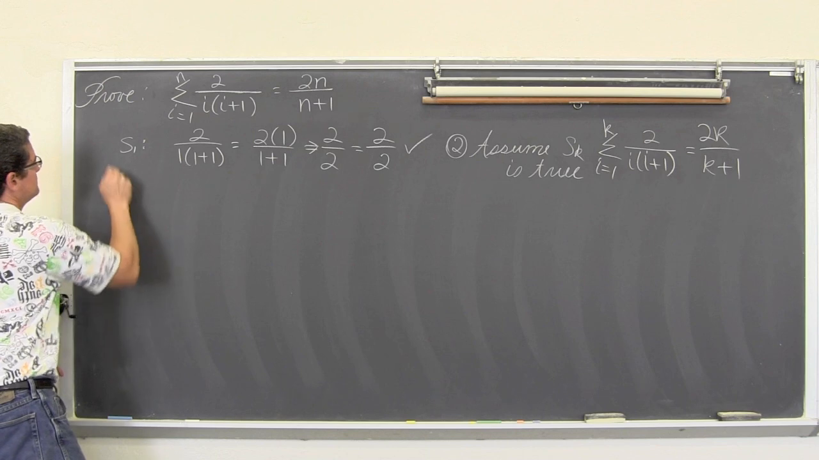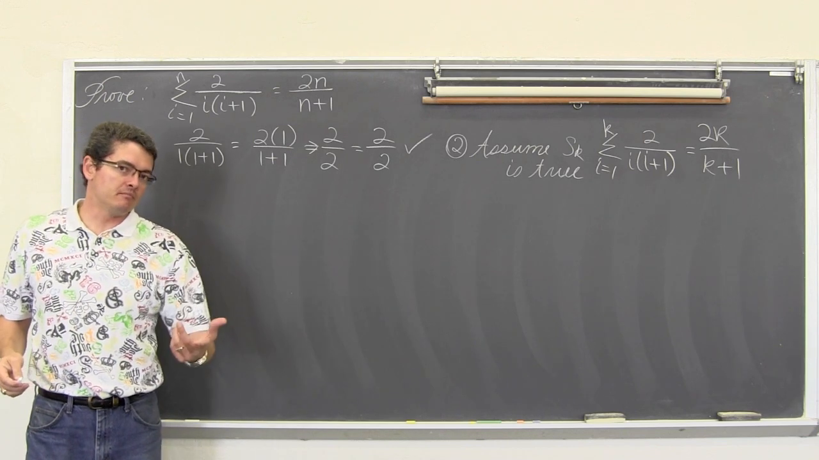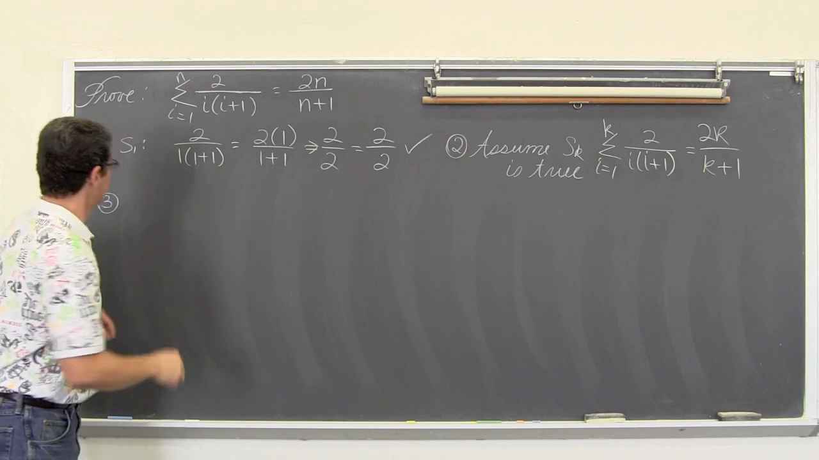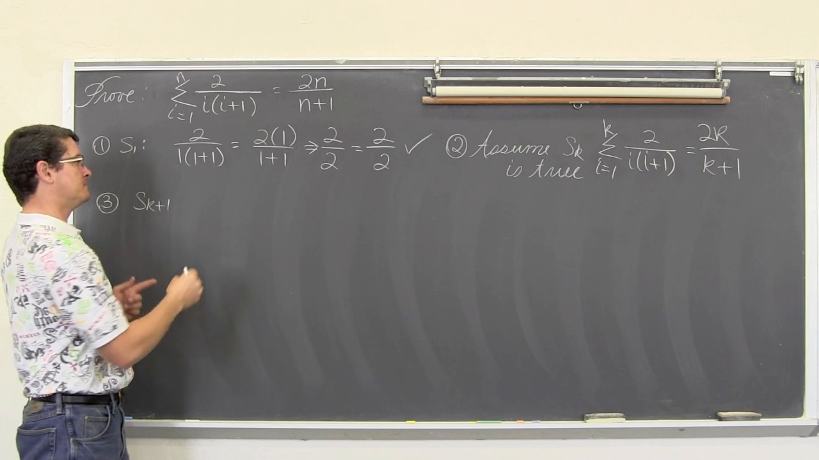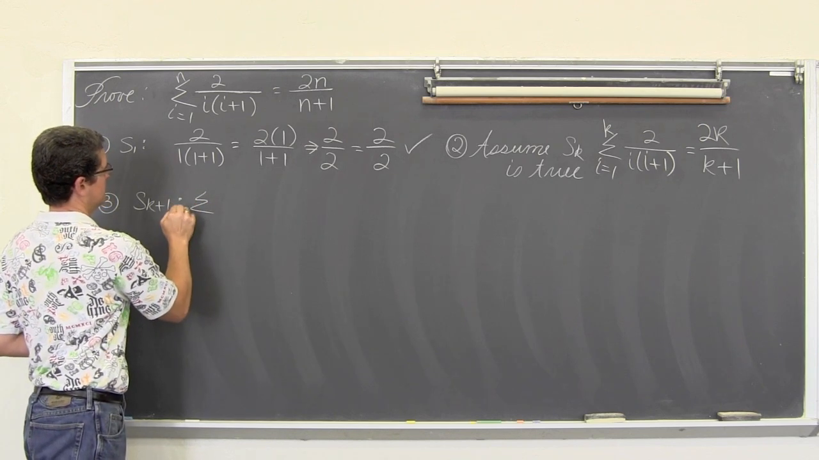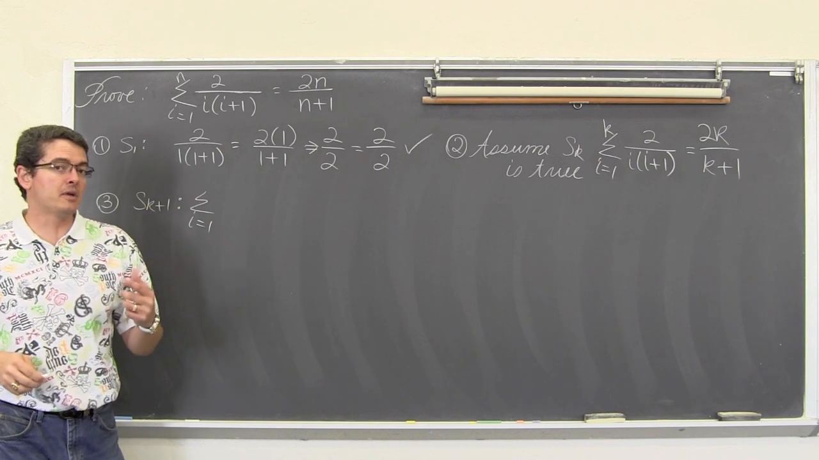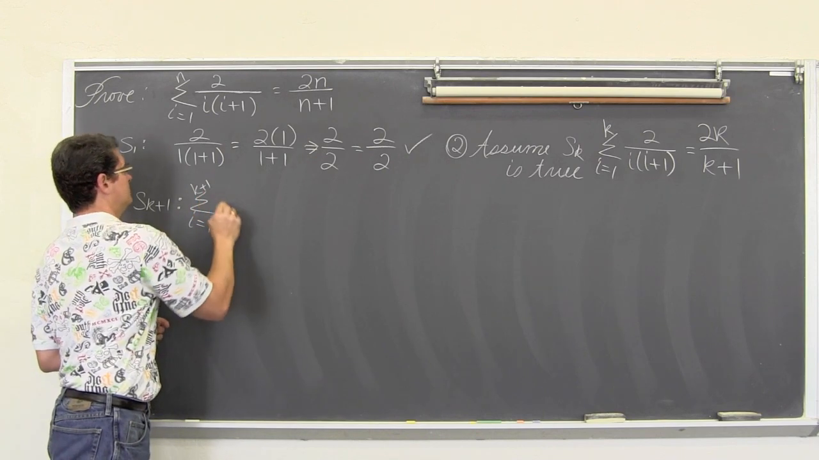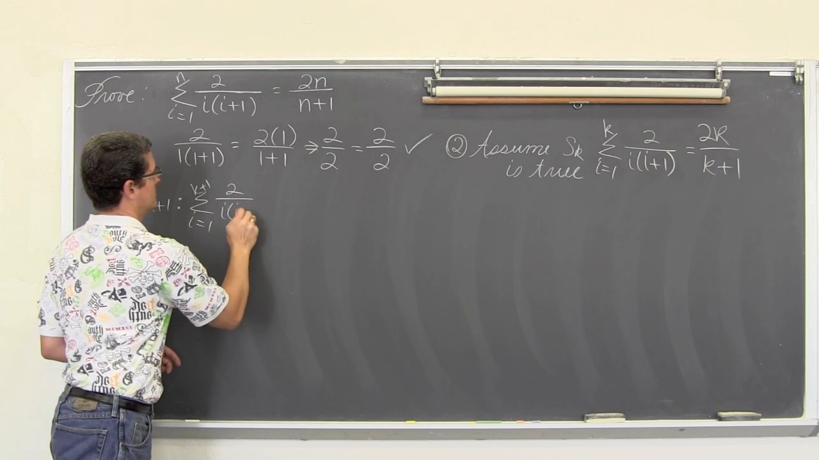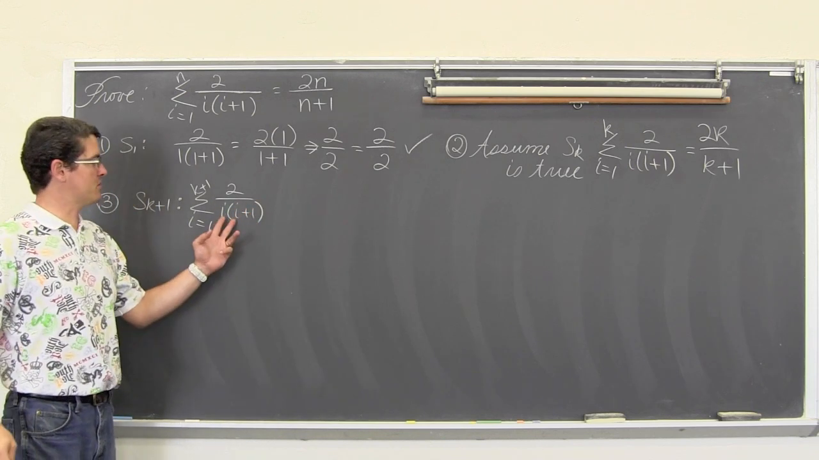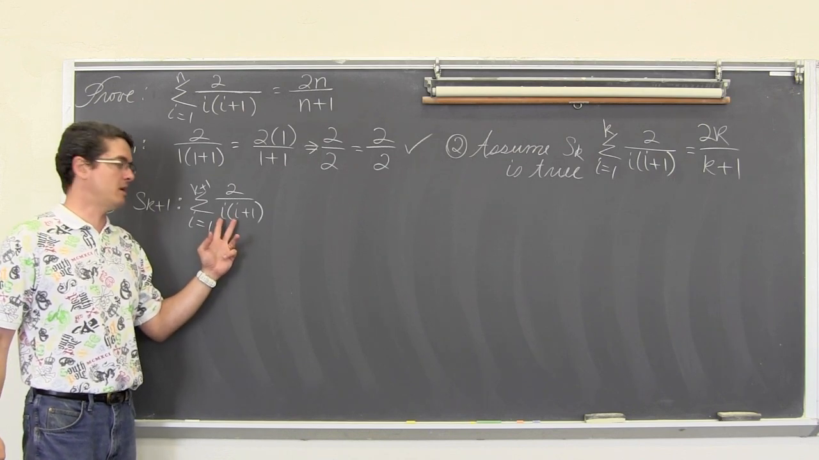Step 3. Write out the S sub k plus 1 statement. That's going to be the summation as i starts at 1. We're going to go to the k plus 1 term, 2 over i times i plus 1. Don't put your k plus 1 there, because there were no n's or k's there to begin with.